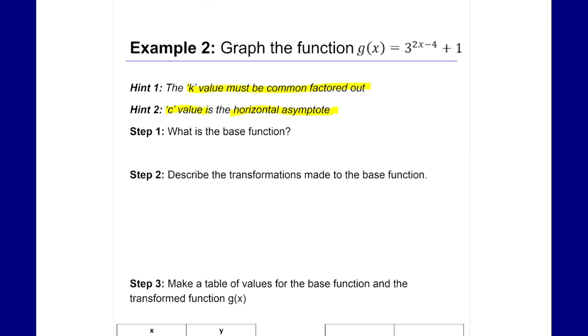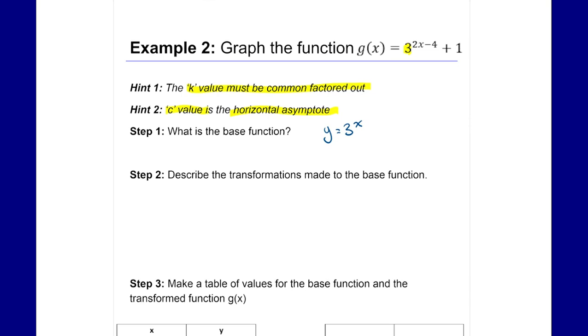Again, we want to determine first the base function. So the base function is going to be what our b value is. In this case, our b value is 3. So our base function will be y equals 3 to the power of x. So that's going to be helpful when we go to graph because we need to come up with our parent function and then our image points.